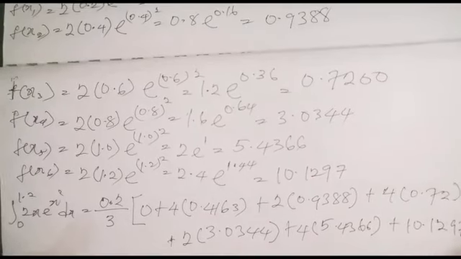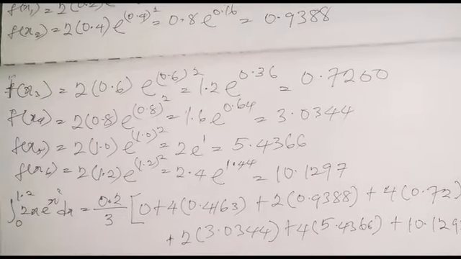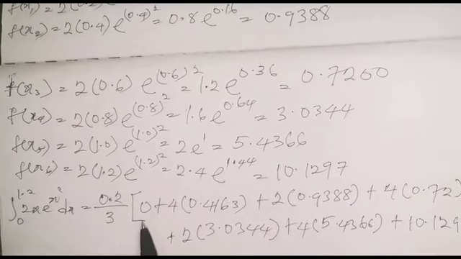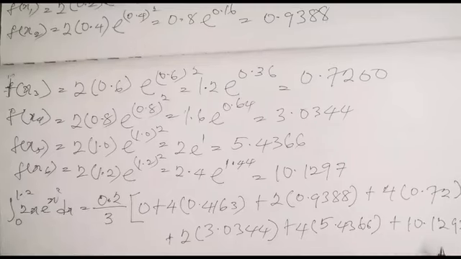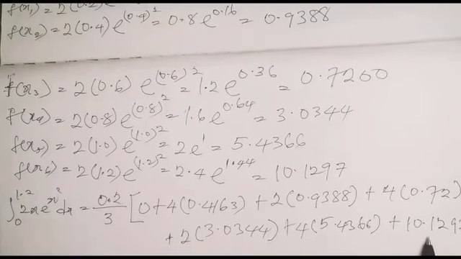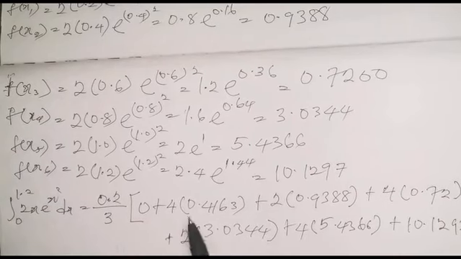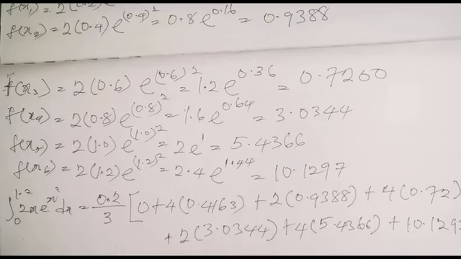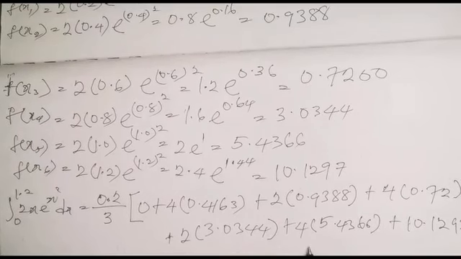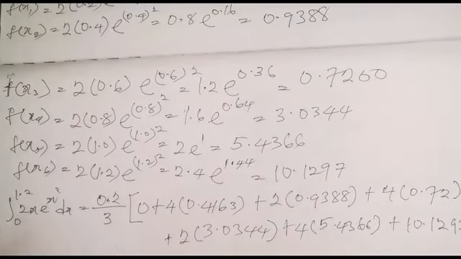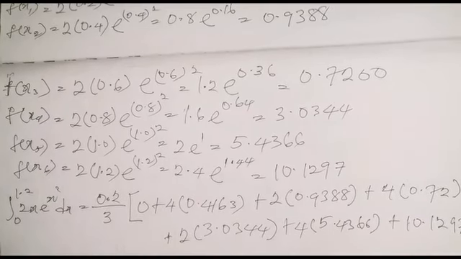10.1297. And you keep it like that. So you observe the very first function is unmultiplied by any number. The last function we also don't multiply by any number. Then we alternate the in-between functions by 4, 2, 4, 2, 4, and so on. Okay, so this result now simply gives us the value of the velocity.